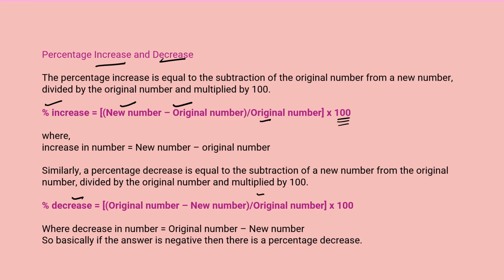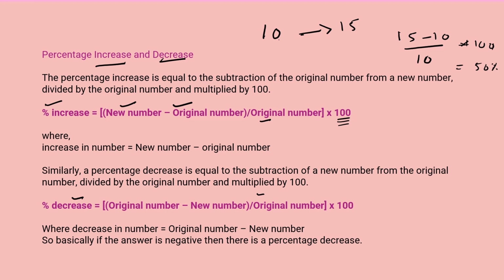For example, if a number is 10 and somehow it is becoming 15, what is the percentage increase in the number? How will you calculate it? You just do 15 minus 10, divide it by the original number, and then multiply with 100. How much will you get? This is 5, this is 10, so 50%.